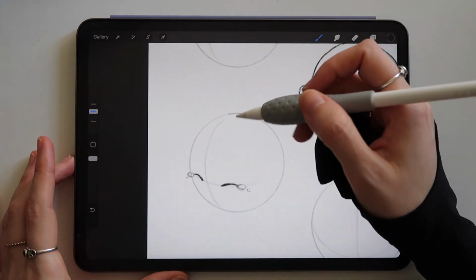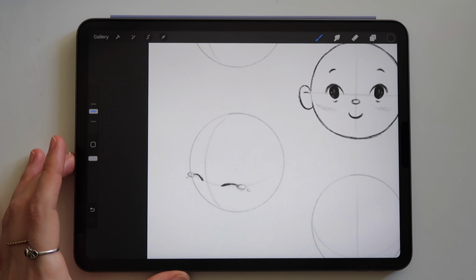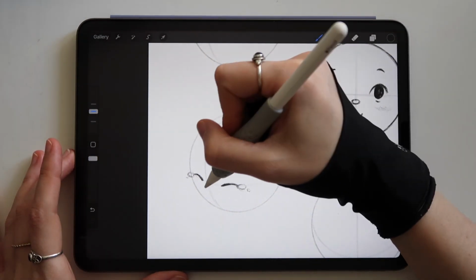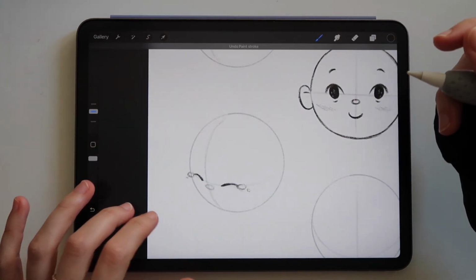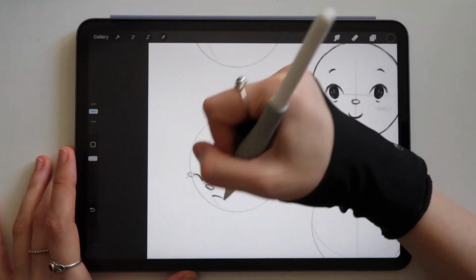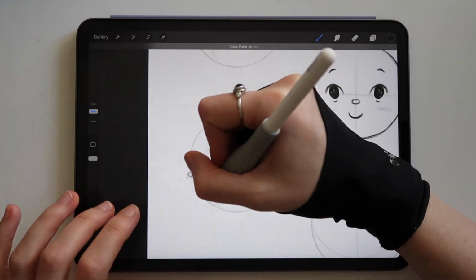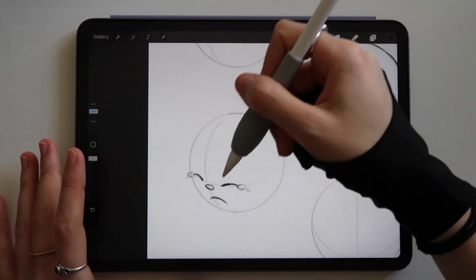The nose will sit here close to the eyes because the head is angled toward the bottom, and also the mouth. For the mouth we can either draw it here or even lower toward the chin in order to further enhance the expression.